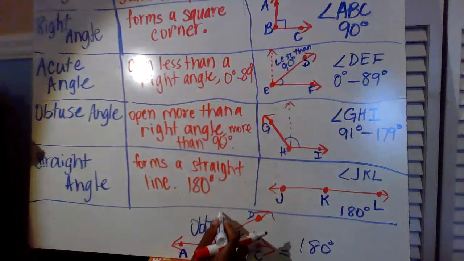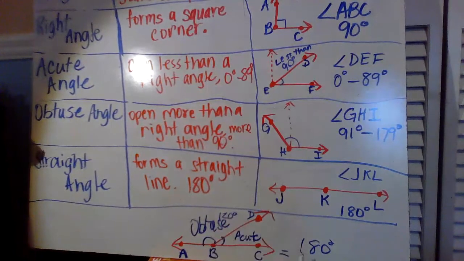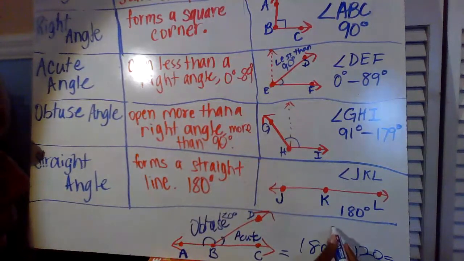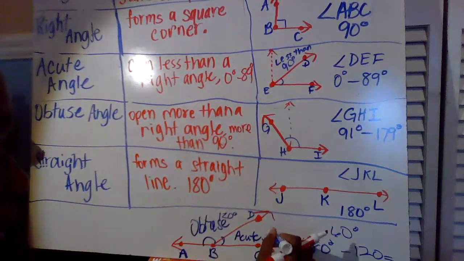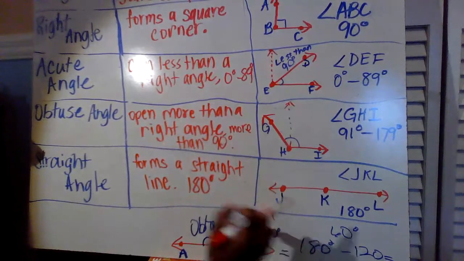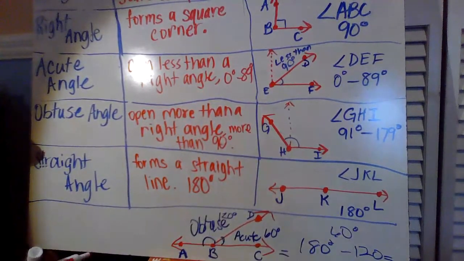So let's say this one was 120 degrees. So now if I do 180 minus 120, what am I left with? I'm left with 60 degrees. And that would be the acute, the 60 degrees. If you need me to repeat that, just rewind this back and I'll say the same thing again. Thank you.